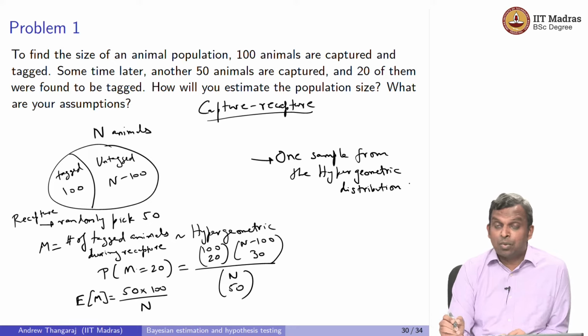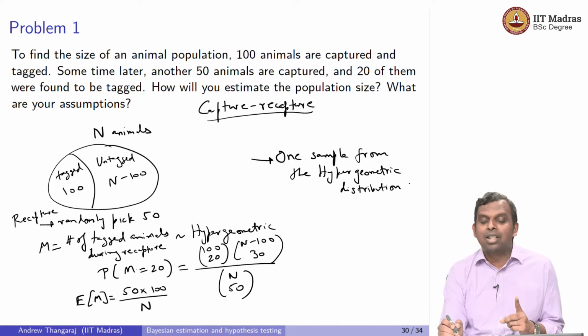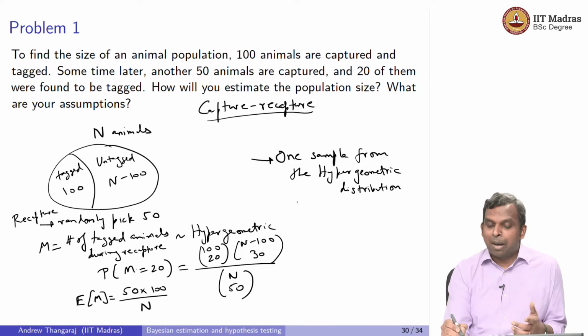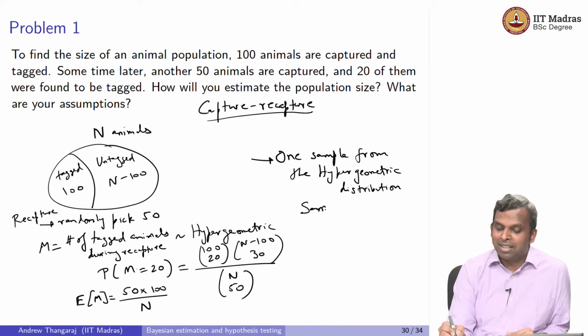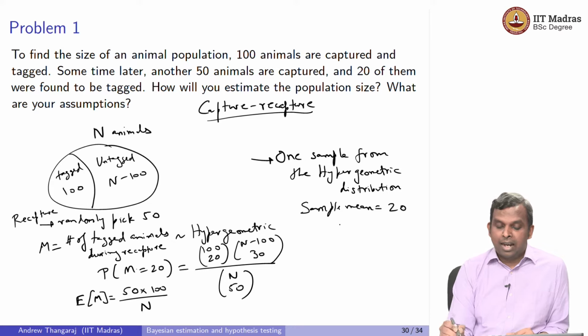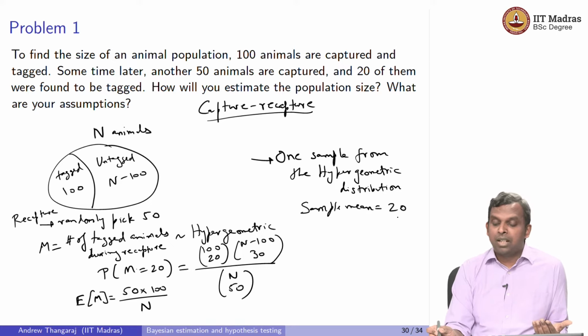Right, so it's exactly just one sample from the hypergeometric distribution, and you found that sample to be 20. Okay, so what does the sample mean? In some sense, if you have one sample, everything is very easy, right? The sample mean is 20, and your best estimate for the distribution mean is 20.